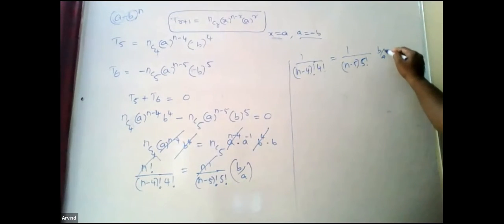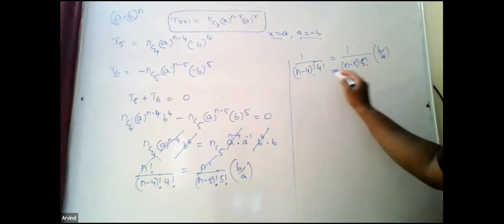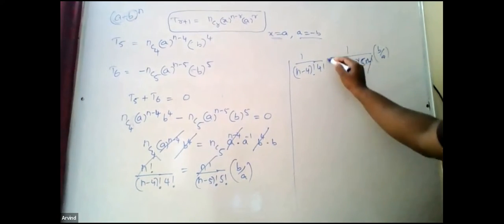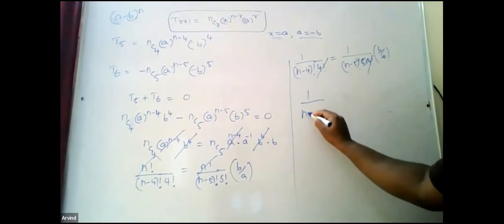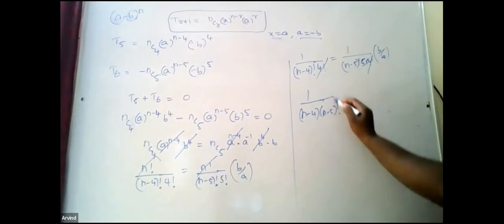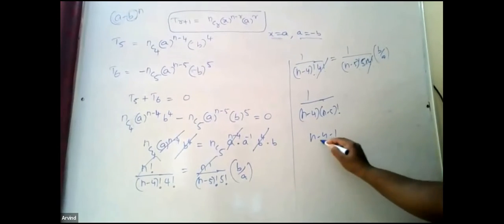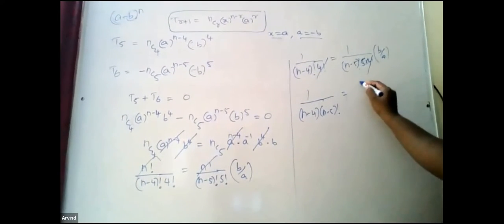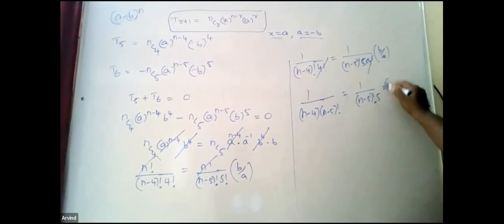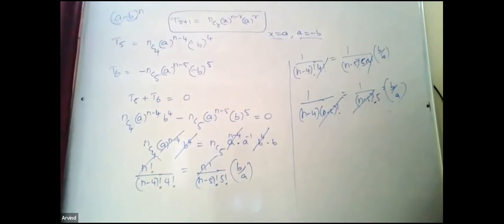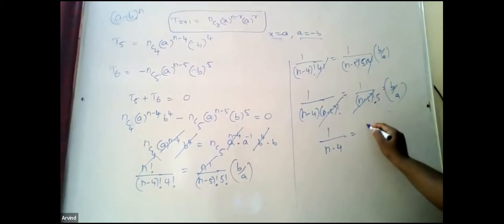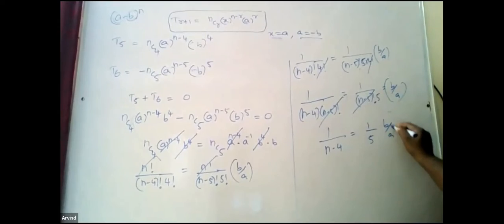Equals b by a. If you observe, this 5 factorial can now be written as 5 into 4 factorial, 4 gets cancelled, so you're left with 1 by (n minus 4) factorial, which we should write as (n minus 5) factorial. That means adding minus 1 to this, minus 4 minus 1 is minus 5, so that is equal to (n minus 5) factorial times 5 equals b by a. (n minus 5) factorial cancels, you are left with 1 by (n minus 4) is equal to 1 by 5, b by a.